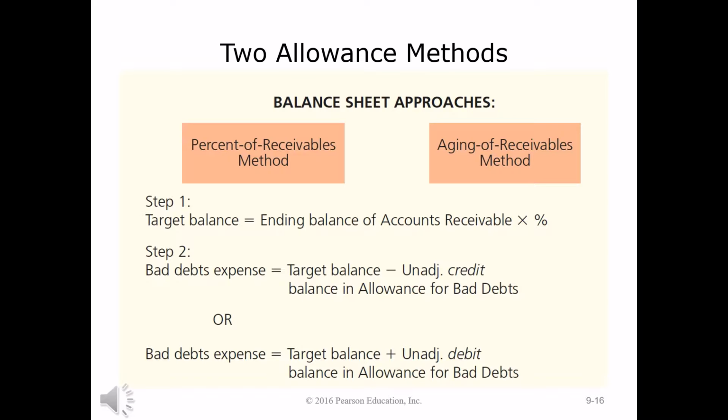We'll do this one of two ways. First of all, we will take our target balance that we came up with in step 1, and we will subtract our unadjusted credit balance in allowance for bad debts. So we're wanting to end up with a credit balance in the allowance for bad debts account. So if we already have a credit balance, we'll just need to subtract. But if we have a debit balance in the allowance for bad debts account right now, then to determine our bad debts expense, we're going to take that new target balance, which is a credit, and we're going to add it to the unadjusted debit balance that's currently in the allowance for bad debts account.